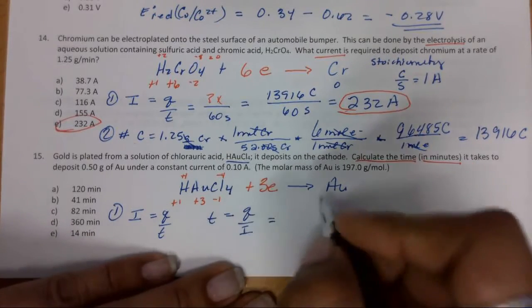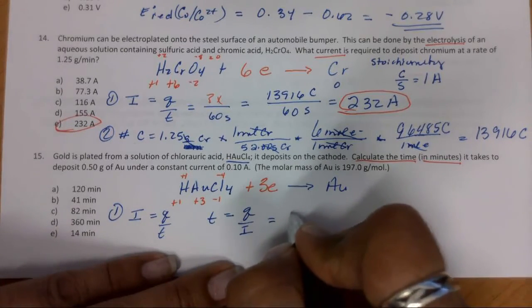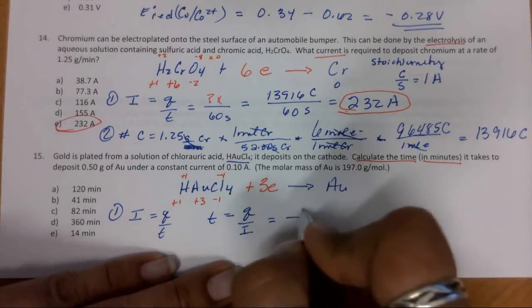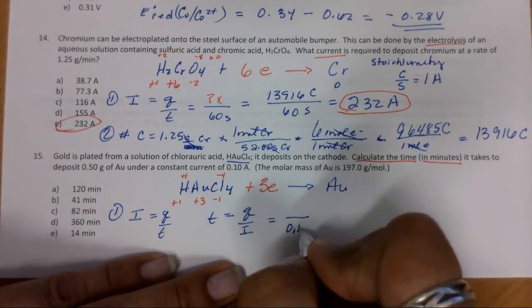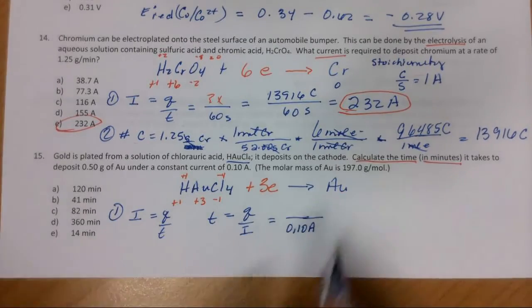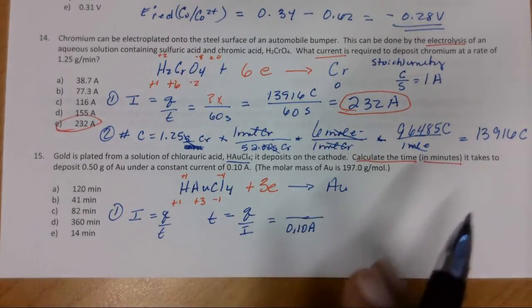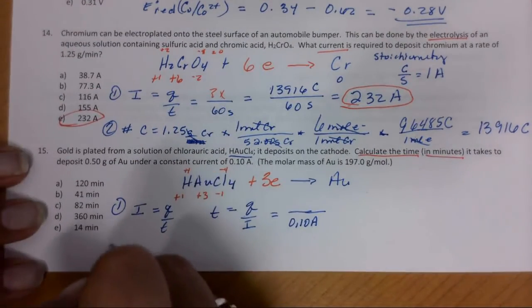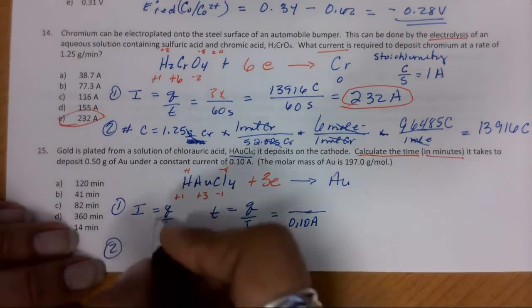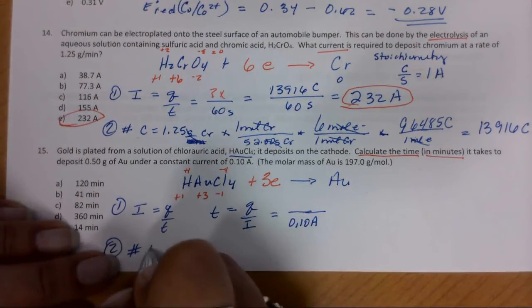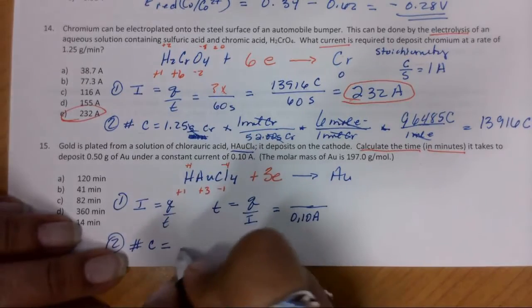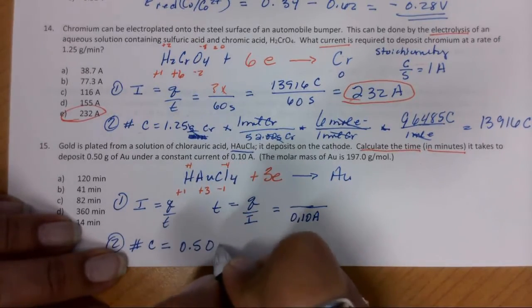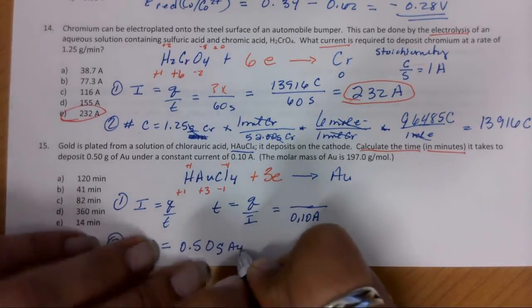So we were given, we don't know what the charge is, but we do know the amperes at 0.10 amps. So we need to find the number of coulombs again. So that is step 2. And how do we do that? We use stoichiometry with the Faraday. So we say the number of coulombs is set equal to what? What's my given measured quantity? It's 0.50 grams of gold.